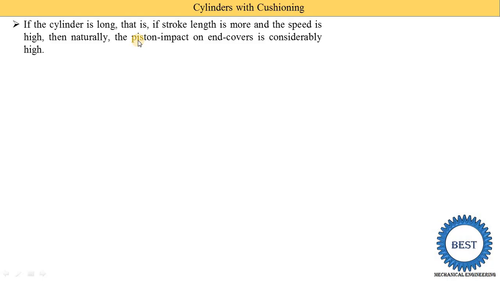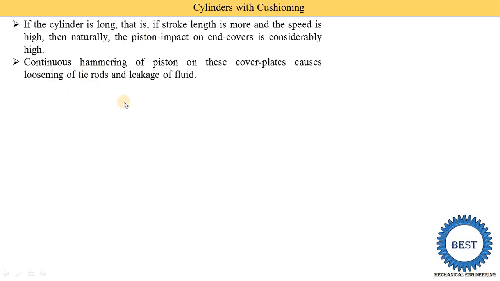Cushioning is achieved by reducing the piston velocity near the rod end or cap end. Near the end, we are reducing the speed of the piston to approximately zero towards the end. How it is achieved, we will discuss later on.